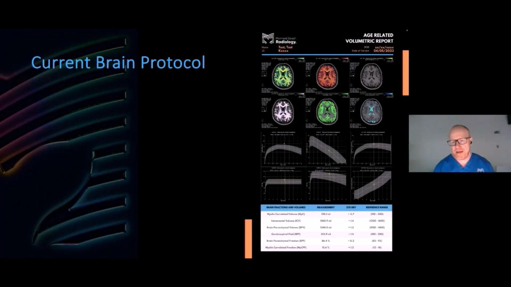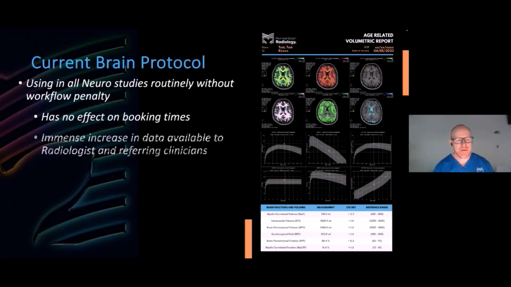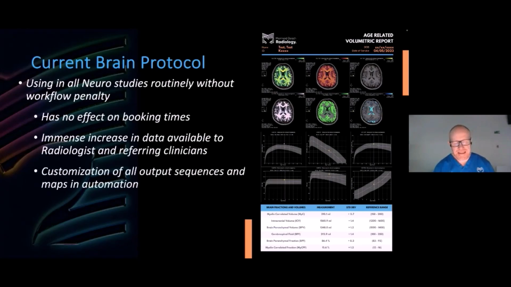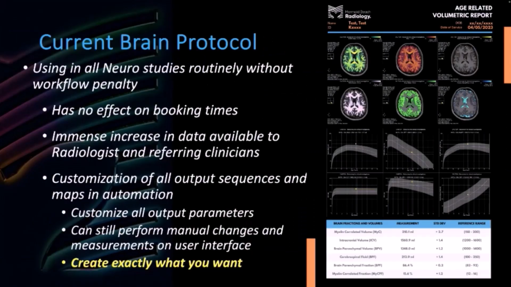This is an example of a report that we would automatically generate. We use it in all neuro studies without workflow penalties. We said before, it has no effect on booking times, an immense increase in data achievable. The customization of this output, as I said, is you can make it all automatic to your very specific needs. Customizing all parameters, everything really is exactly what you want. And this is really important because different clinics will have different needs and different sort of patients that are coming through. You can set it up for exactly what is going to maximize your ability to make decisions.